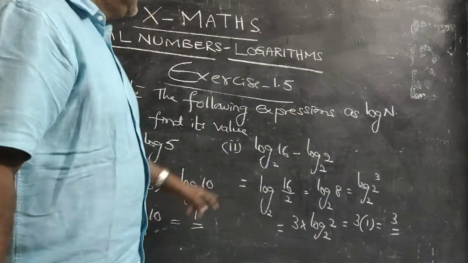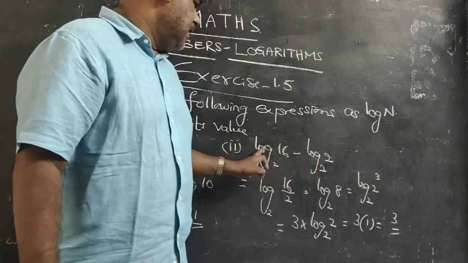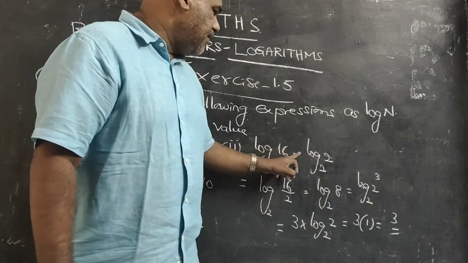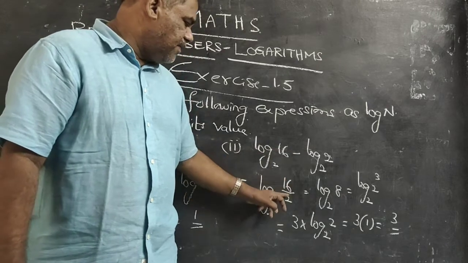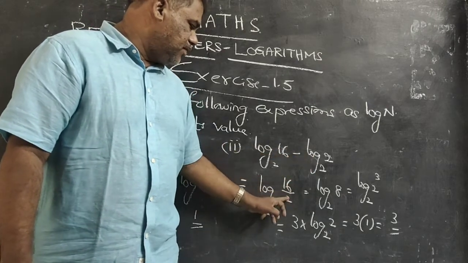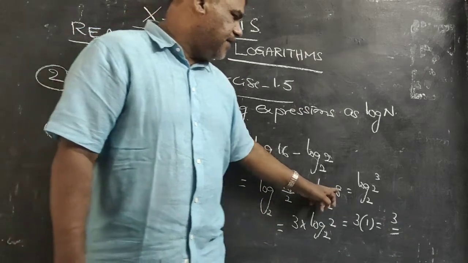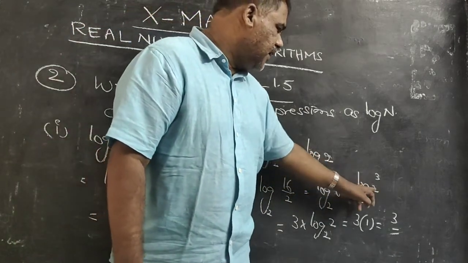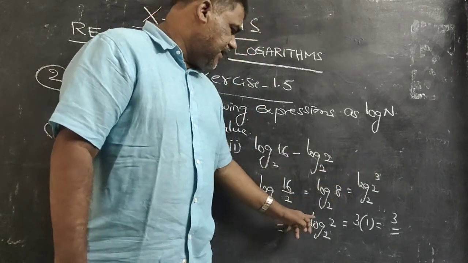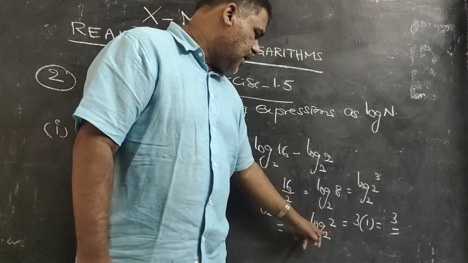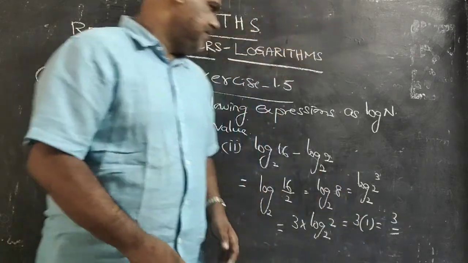So first, log 16 base 2 minus log 2 base 2. This is in the form of log a minus log b. Log a minus log b is log a by b. 16 by 2. Base is 2. 16 by 2 is 8. 8 can be written as 2 cube. Log a to the power m is m log a. So 3 comes here. It is 3 log 2 base 2. Log 2 base 2 is 1. So 3 into 1 is 3.